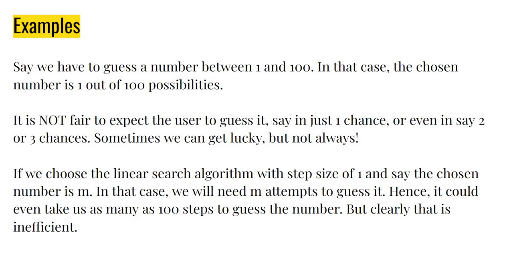I put 5 just now arbitrarily, but really that's also not a very fair limit to put. In fact, we know that it also depends on the algorithm. So let's say I choose a linear algorithm with step size of 1 in mind, which means I start guessing 1, 2, 3, 4, 5, and so on and so forth. And the number chosen is m. I'm going to need m attempts to guess it. So if my number is, let's say, 51, I need 51 attempts to guess it.